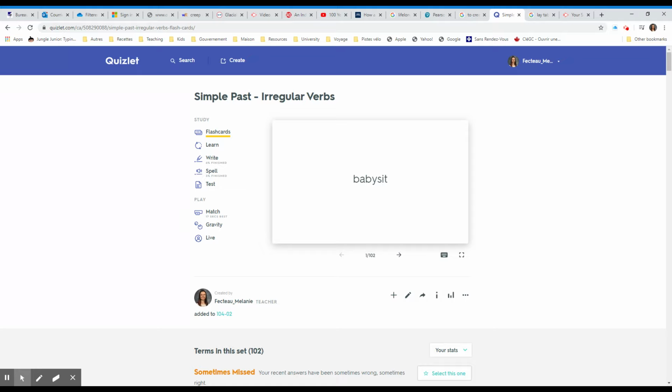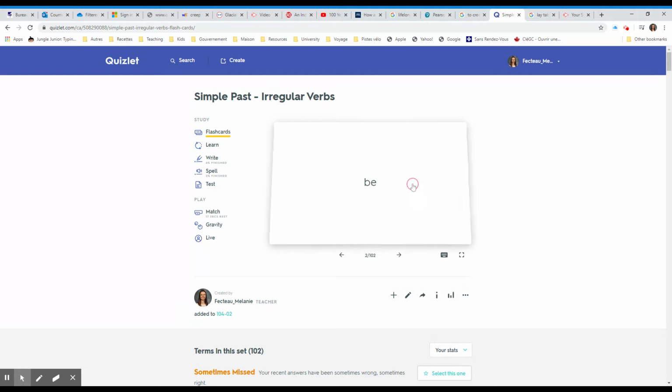Hi, here is everything you can do with Quizlet to study and check if you know the simple past of irregular verbs. First, you have some flashcards that you flip to see what's the simple past. So it's babysat. Click on the arrow.